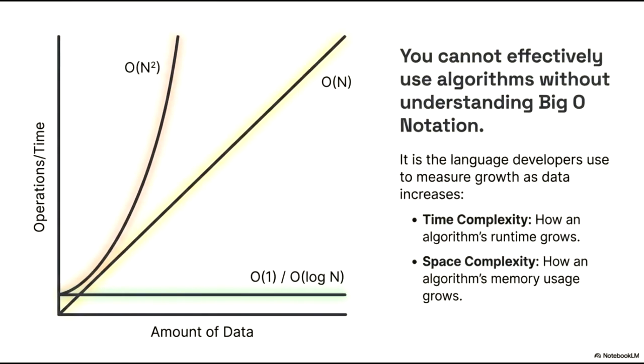To effectively utilize algorithms, a developer must possess a solid understanding of Big O notation. This framework serves as the standard language for measuring how system demands scale alongside data growth. Specifically, we analyze time complexity to determine how an algorithm's runtime increases and space complexity to track its memory consumption.